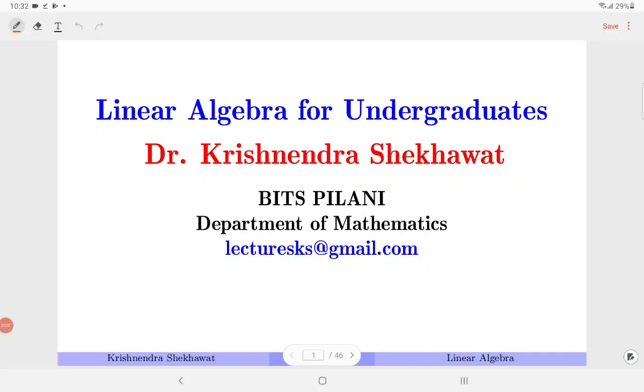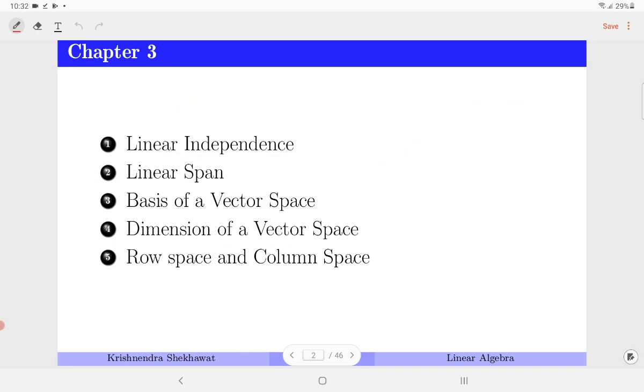Good morning, everyone. So, in the last class, we finished the chapter vector spaces and subspaces. Today, we are going to start a new chapter which is basis and dimension. Let me quickly give you an overview.